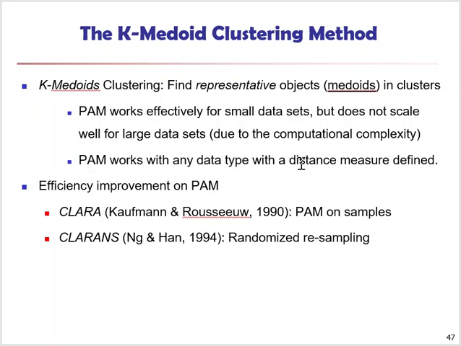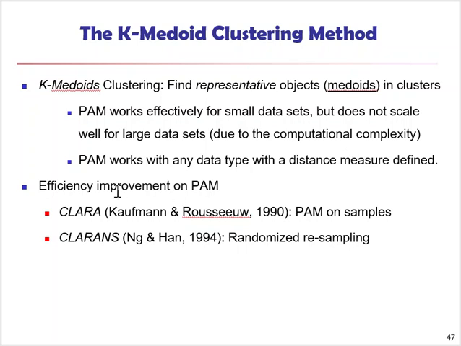It works with any data type with a distance measure defined. In our exercise, you're going to see that we use the Gower distance function to compute mixed-type distance. The algorithm to compute Gower distance is very similar to what we have discussed before: a weighted sum of the different attributes, one by one.